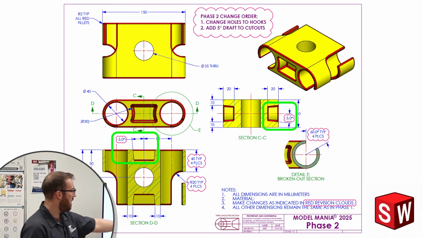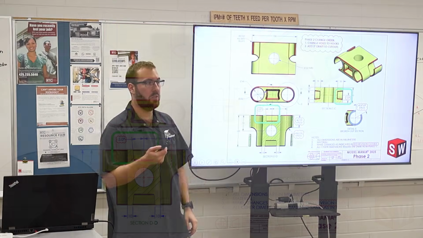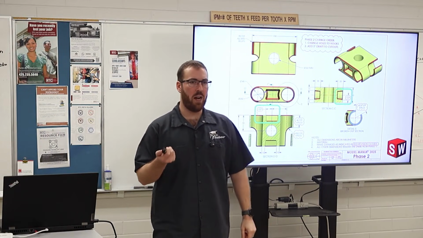The second thing is we have a revision cloud here. We have a new draft feature. 5 degrees of draft inside this internal pocket. Now the question I would pose to you is, does this require a new feature?